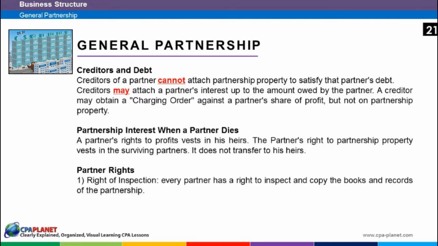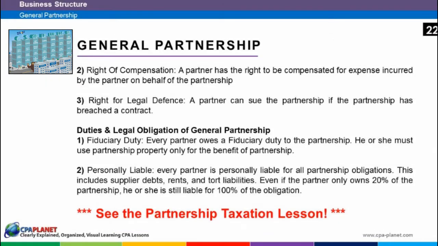Partner rights. The right of inspection. Every partner has the right to inspect and copy the books and records of the partnership. 3 Buddies Pizza Company: all 3 buddies can look at the books of the pizza company. Right of compensation. A partner has the right to be compensated for expenses if he incurs expenses on behalf of the partnership. Right to legal action: a partner can sue the partnership if the partnership has breached a contract.